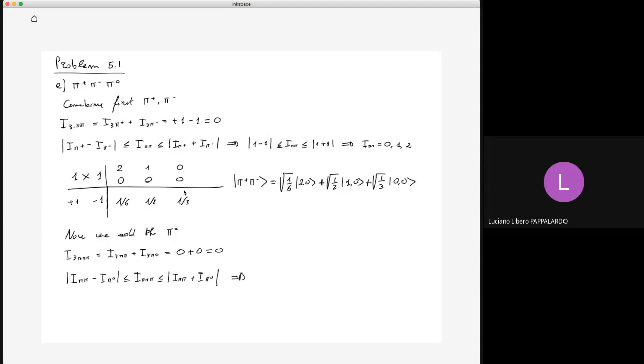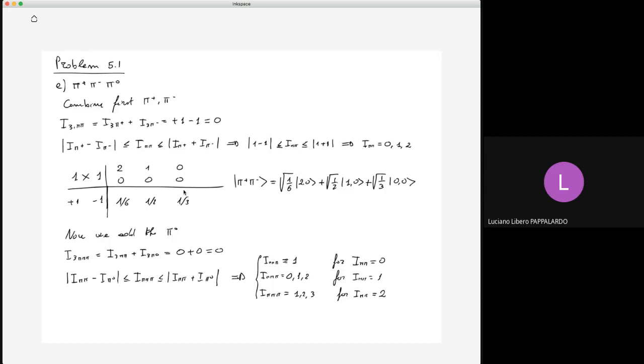And so here we have 3 possibilities. The total isospin will be just 1 for the case I pi pi equals 0, or it can be 0, 1, and 2 for I pi pi equal 1, or it can be 1, 2, and 3 for I pi pi equal to 2. You can just check yourself by substituting. Okay.